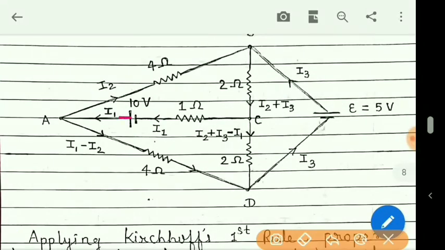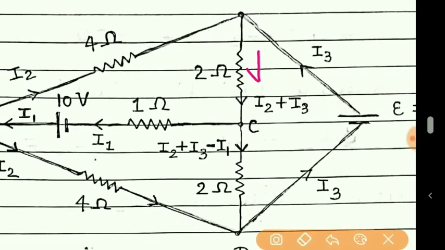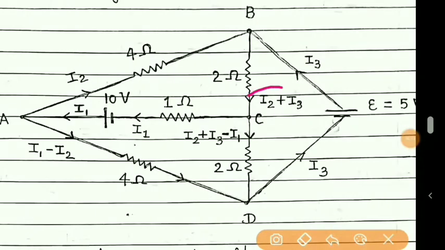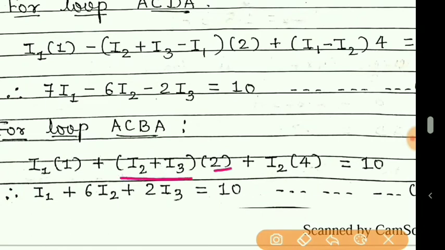Again we reached point C. Now we are moving in the upward direction. So in this branch, the resistance is 2 ohm and the current is I2 plus I3. And look students, the direction of the current. The direction of the current is downward and we are moving upward. So once again opposite. So again plus sign will be there. And so I2 plus I3 into 2 but positive. So the same thing I have written here. I2 plus I3 into 2 and plus sign.